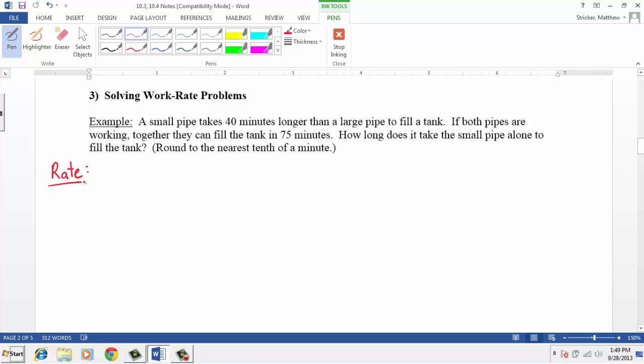And my example I always like to give here is, if it takes me 5 hours total to paint a room, how much of the room has been painted in 1 hour?